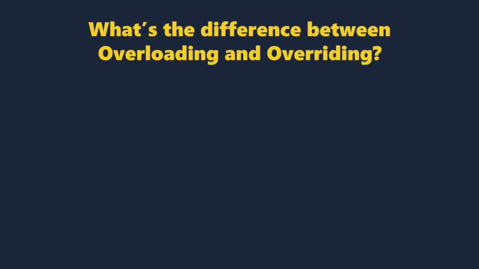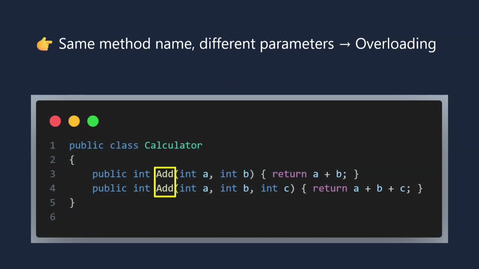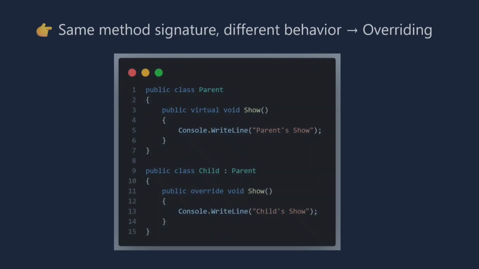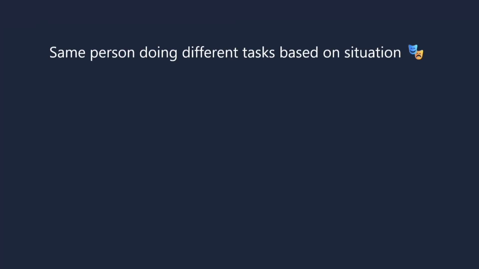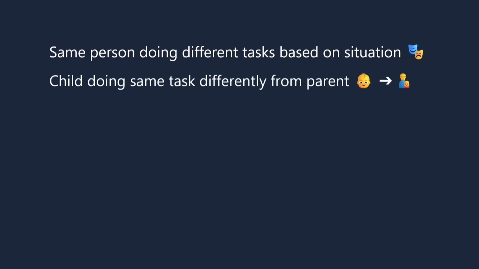What is the difference between overloading and overriding? And the answer is overloading means same method name but different parameters, usually in the same class. Overriding means same method signature but different behavior in parent-child relationship. Think of it like this: overloading, same person doing different tasks based on situation. Overriding, child doing the same task differently from the parent.